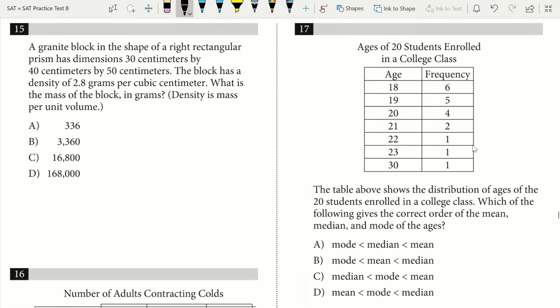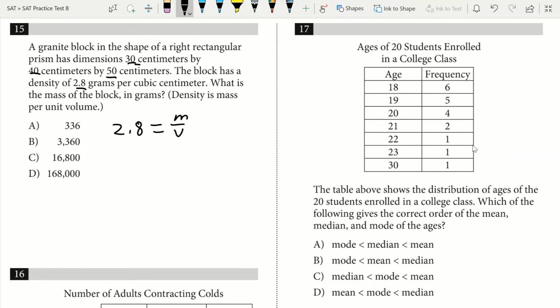A granite block in the shape of a right rectangular prism has dimensions 30 centimeters by 40 centimeters by 50 centimeters. The block has a density of 2.8 grams per cubic centimeter. What is the mass of the block in grams? Density is mass over volume. All right, so my density is 2.8, and that's going to equal my mass over my volume.